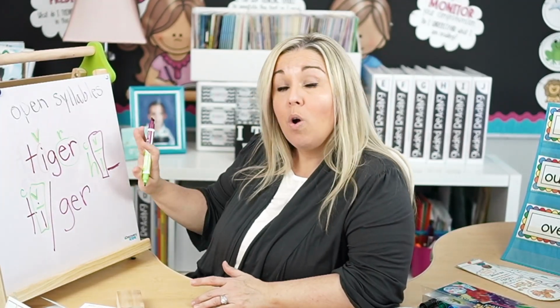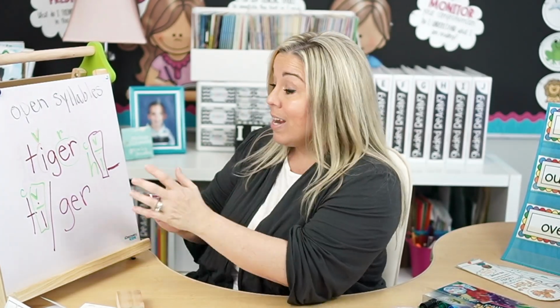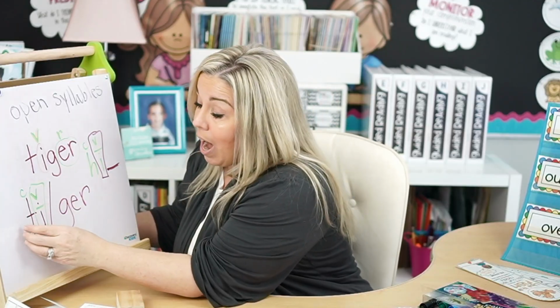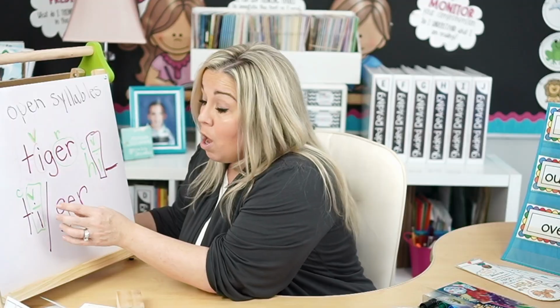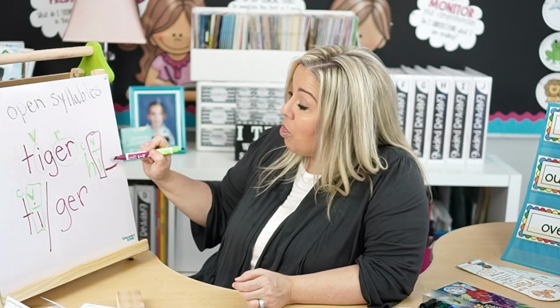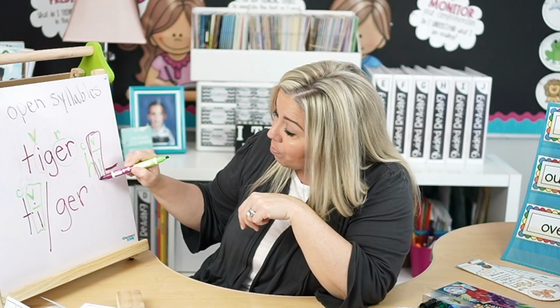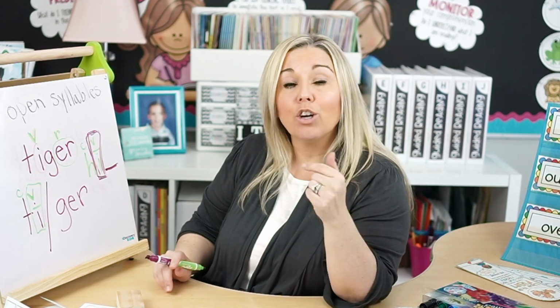There are no consonants after the syllable, right, in this syllable. Yes, we still have ger in the word tiger, but we're talking about syllables or word parts. Tie is our first syllable. Ger is our second syllable. But in our first syllable, there are no consonants after it. So that's called an open syllable, and the vowel is usually long. High, tiger.